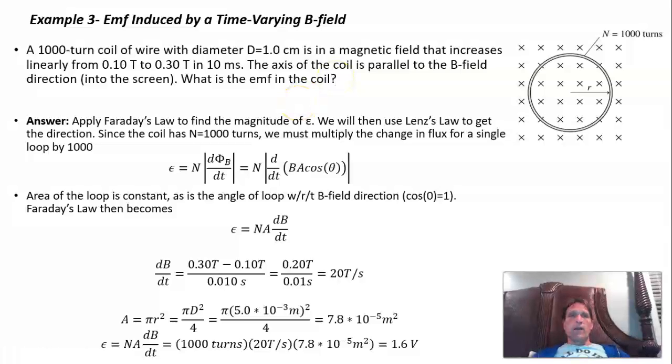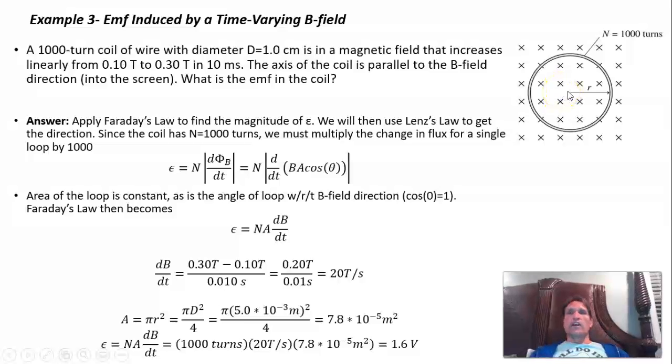Okay, so here we have to apply Faraday's law, right? The EMF is the change in flux over the change in time, but since it has N turns, we need to multiply by N. This is for a single turn. Okay, and then we plug in that the flux is B times A times the cosine of theta. Remember, theta is the angle between the area, which is perpendicular to the loop, and the field.